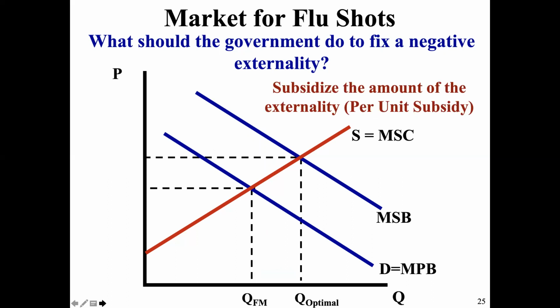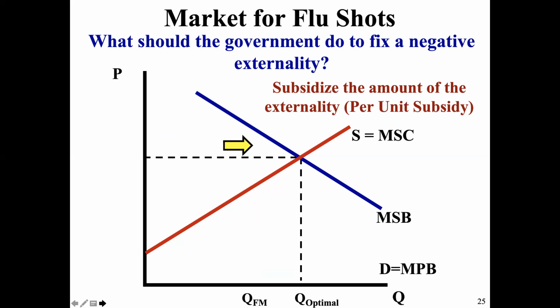And in order to do that, we're going to pay a per unit subsidy that's equal to the amount of the externality. And if we did that, it would shift our marginal private benefit curve to the right until the marginal private benefit curve with the subsidy is equal to the marginal social benefit curve. At that point, we could be producing the socially optimum output of vaccines and correct this market failure.